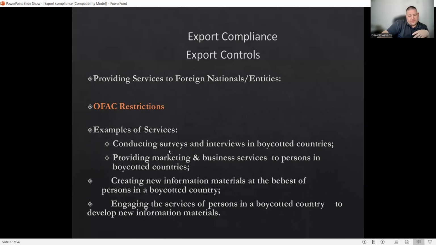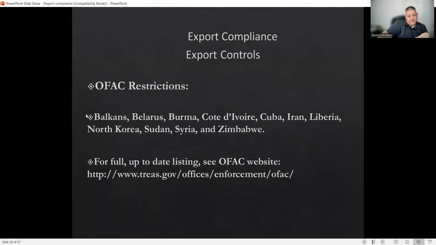Other examples of service are providing marketing, creating new information materials at the behest of persons in a boycotted country, and engaging in the service of persons in a boycotted country to develop new information materials. This list changes, but at the time this was created, in 2021, this is probably the biggest change. These were the OFAC restricted companies or countries at the time.